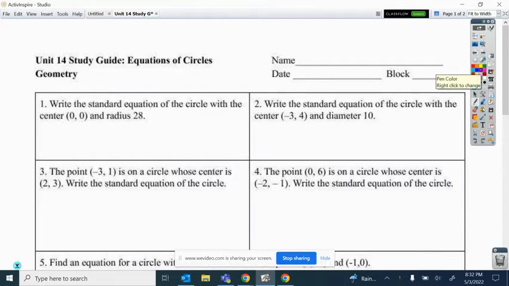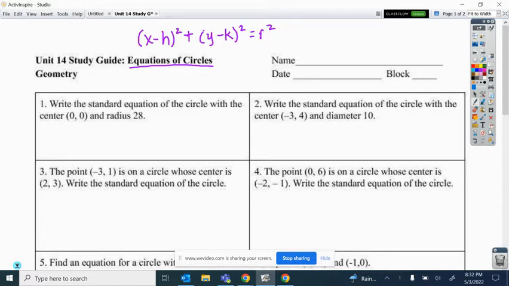If you don't already know it, remember that the equation for a circle is based on our formula (x minus h) quantity squared plus (y minus k) quantity squared equals r squared. This is the equation we're going to be referring back to quite frequently throughout this study guide.